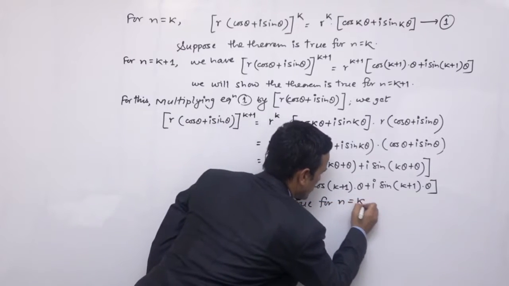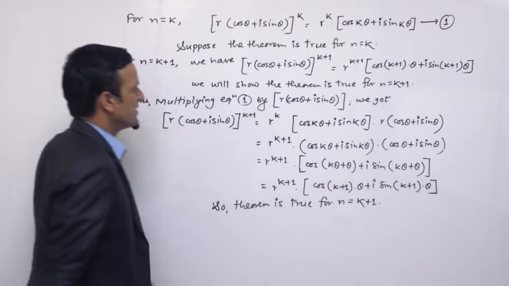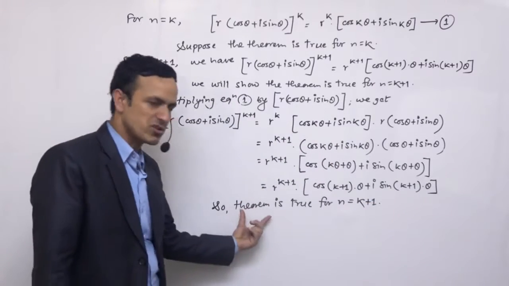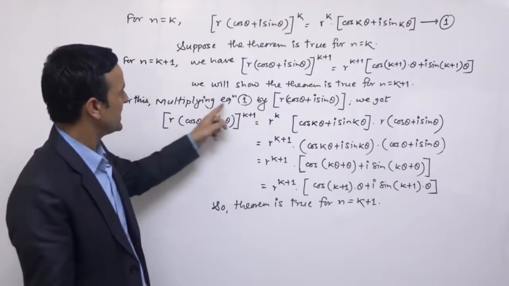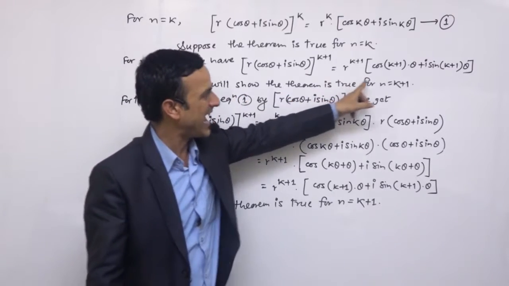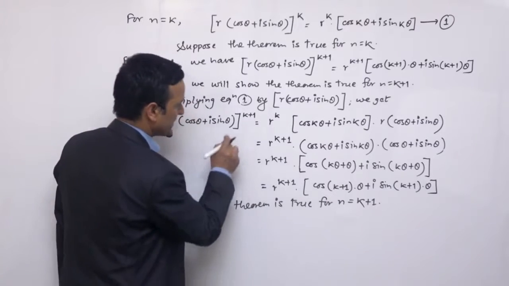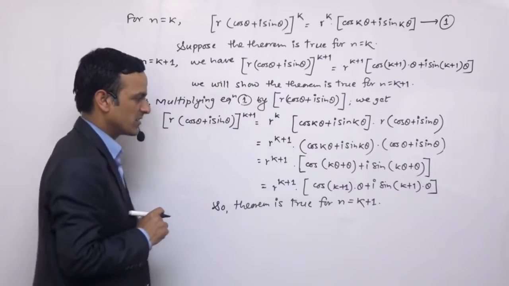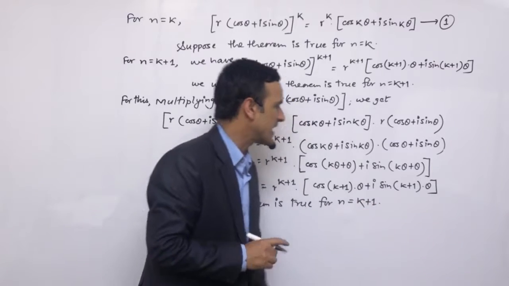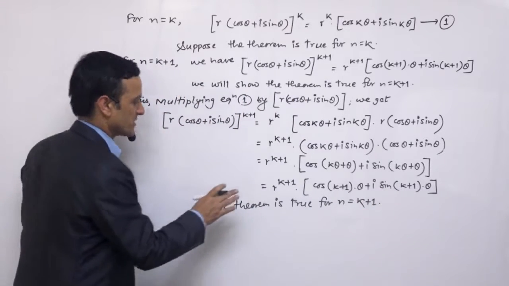for n is equal to k plus 1. So from this we can conclude that theorem is true for n is equal to k plus 1. Here is power k plus 1. Here is also power k plus 1. So n को ठाउँमा k plus 1 राख्दा पनि यो theorem true हुन्छ.